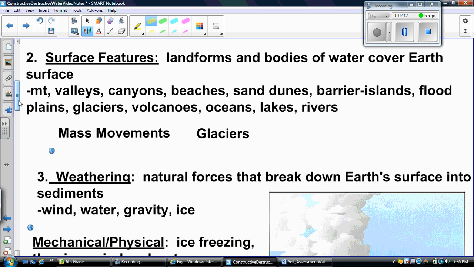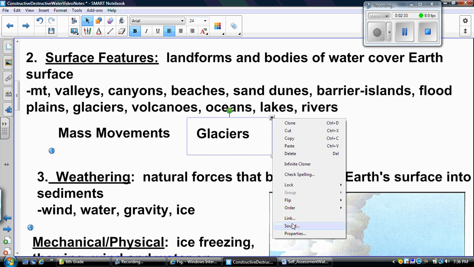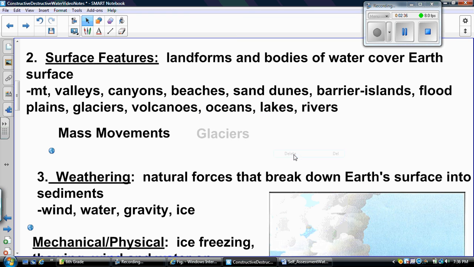Now, we're going to look at surface features. Surface features are landforms and bodies of water that cover Earth's surface. So these are mountains, valleys, canyons, beaches, sand dunes, barrier islands, floodplains, glaciers, volcanoes, oceans, lakes, and rivers. These are all features of our Earth that are affected by those forces.